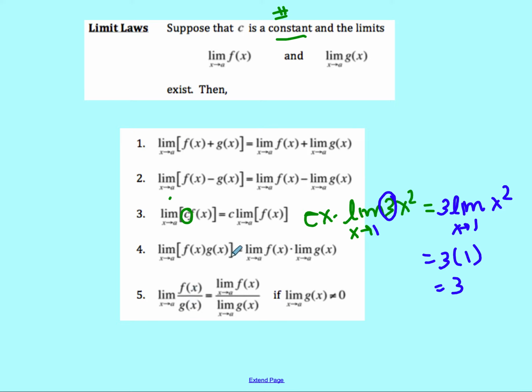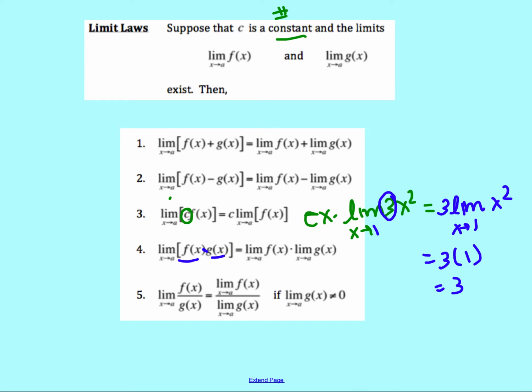Number 4 is multiplication. So if I have two functions being multiplied, I could also find their limits independently and then multiply them. And then lastly, division. I could find the limit of each function and then divide them as well. Biggest thing here is your limit for the denominator cannot equal 0. Once again, that's because you can't divide by 0.